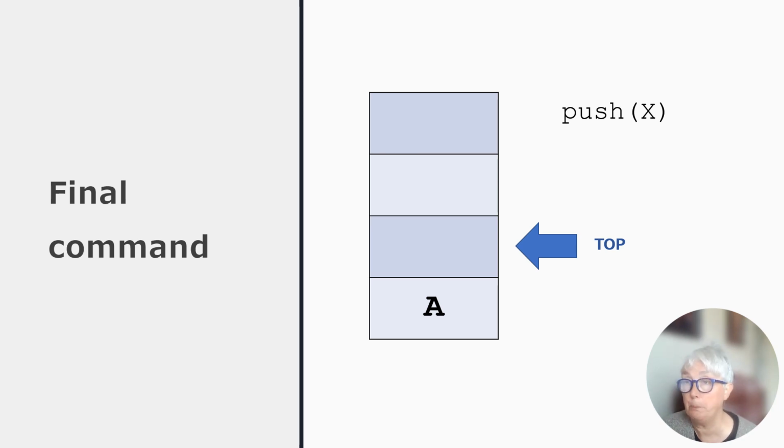Where the top pointer is pointing. So that's my stack now after all those commands: A at the bottom, then X, and the top of the stack moves up to the new empty space at the top of the stack.